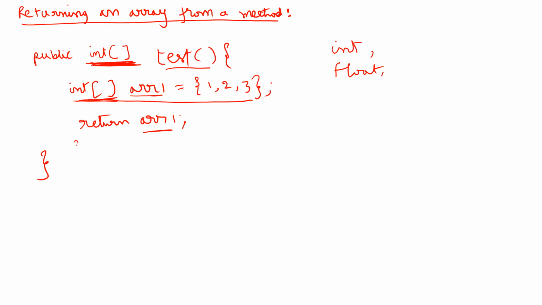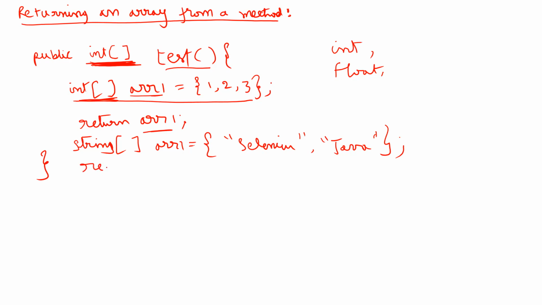Similarly, let's say I have a string array. So String arr1 equals Selenium and Java. So this is the array, and I am returning the same array. So return arr1. Since here we are returning a string array, we have to mention the return type as a string array, so String and then square brackets. So this is how we return an array from a method.